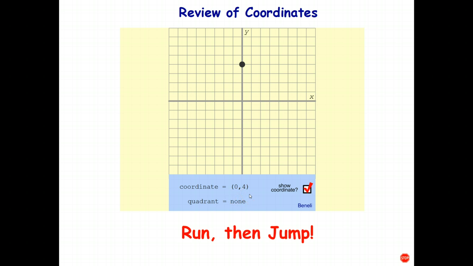And the last one is at the origin itself. What do you think the coordinates of that are going to be? And hopefully you said, well, it has to be 0, 0, because you're starting there and you're not moving at all. So you're running 0 units horizontally, and you're jumping 0 units vertically. Okay, so that's a quick review of coordinates, which is how we name points, or the position of points on a number plane.